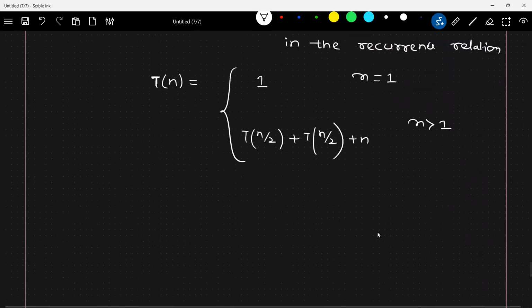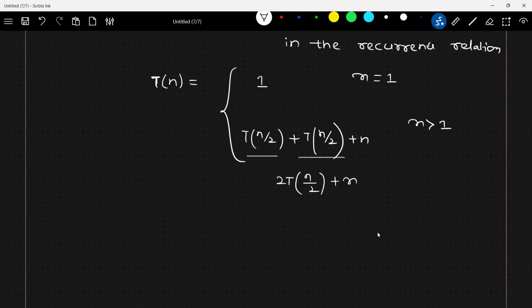Here, if you observe, you will have two recursive terms. Although you can write it like this as well, 2T of n by 2 plus n, and you can solve it using the substitution method as well. For this question specifically, I'm saying, you can solve it using the substitution method as well. Can you solve it first of all? Who will give me the answer?